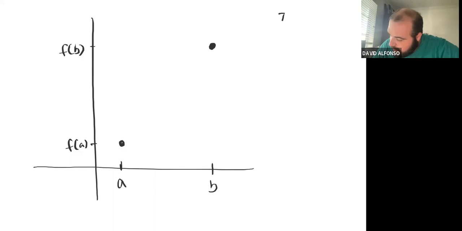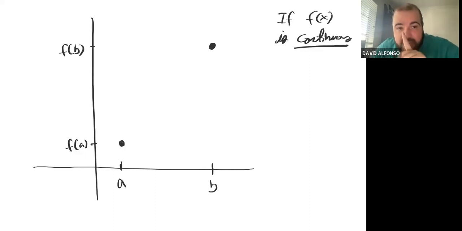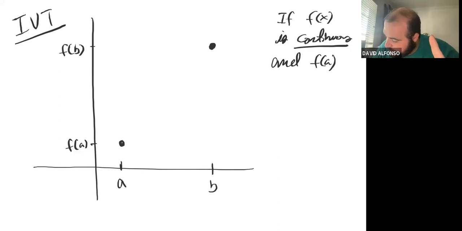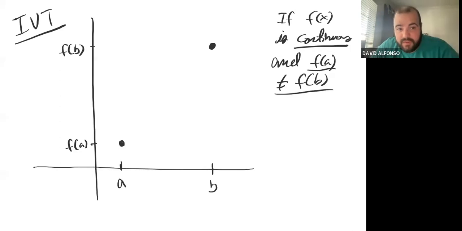So basically, if f of x is continuous, okay, the key to the intermediate value theorem, let's say IVT, is that the function is continuous, and there's one more important thing, and f of a does not equal f of b. These are 2 key things, okay? For the intermediate value theorem to be true, the function has to be continuous, and the beginning and end of the interval cannot be the same height. They have to be separate heights, okay?